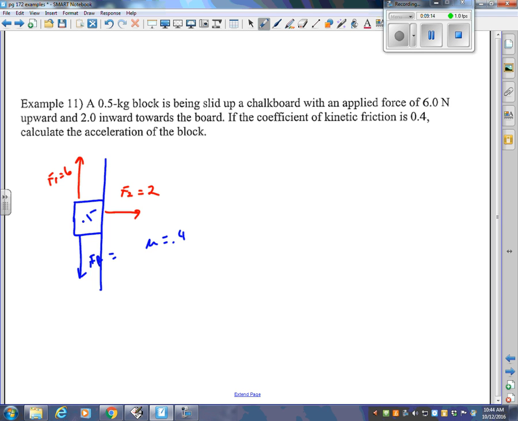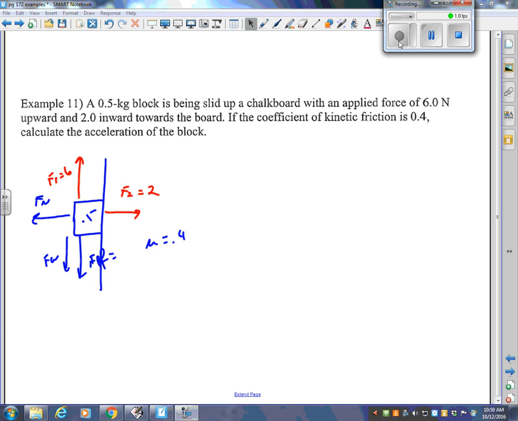Is there a normal force? There is. Not only is there friction down, but there's also gravity down. And which way is normal force? Yes, opposite the board, perpendicular to the surface. So it's a little bit weird. Okay, so we got F1 is 6 up, F2 is 2 in, the mu value is 0.4. Friction and the weight force are both down, and the normal force is to the left.